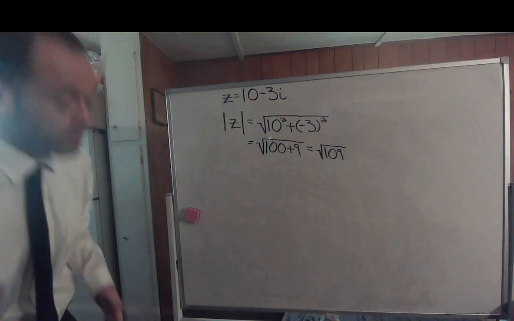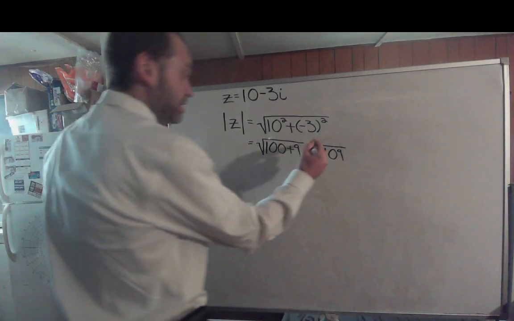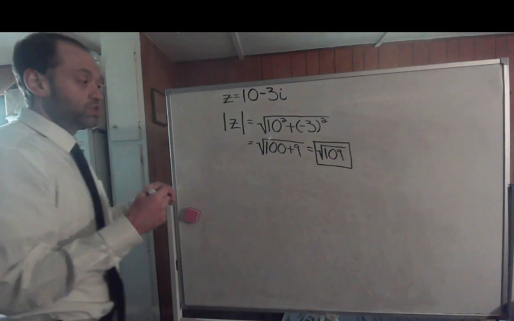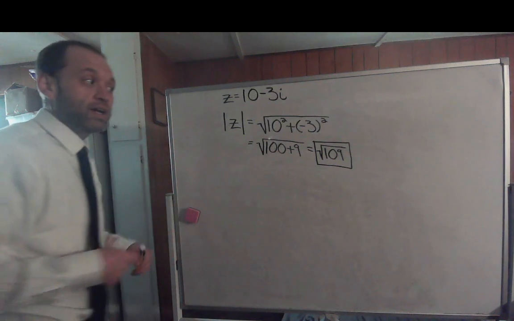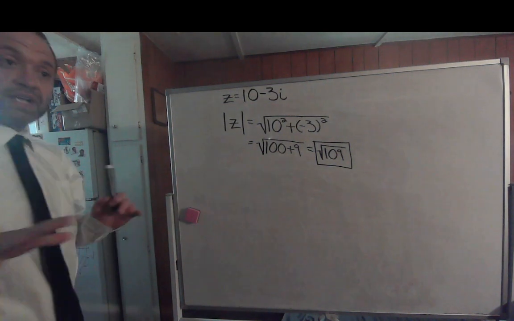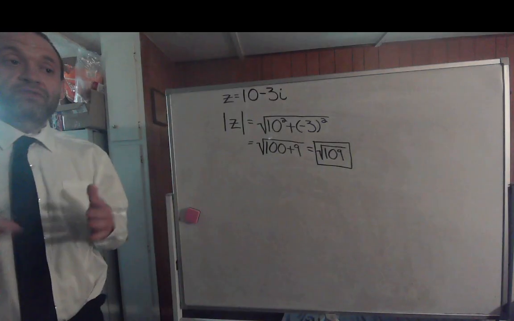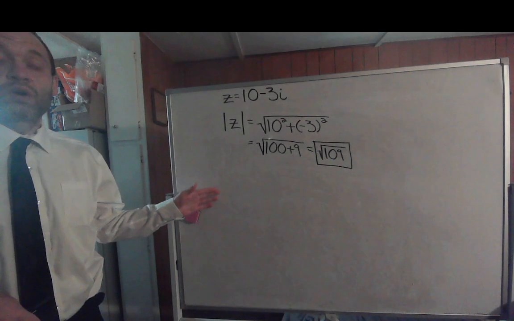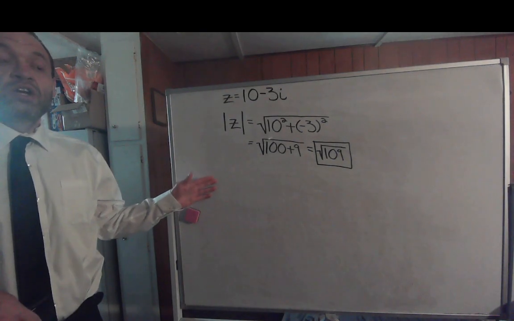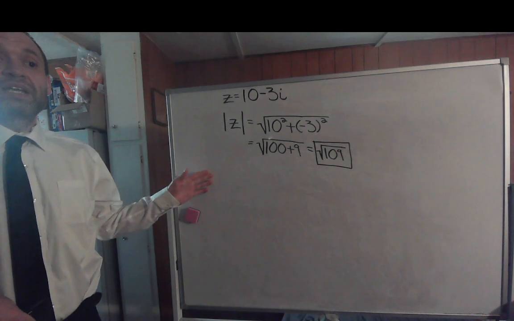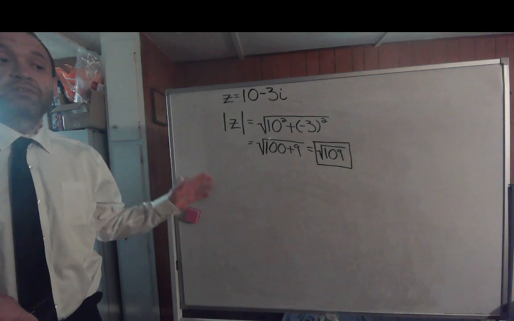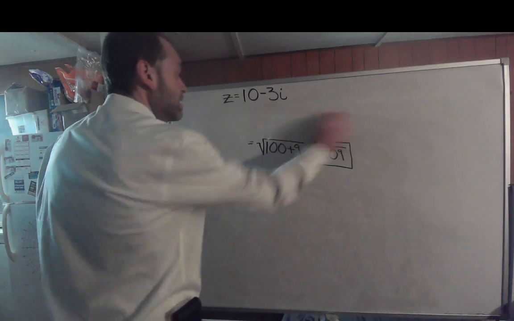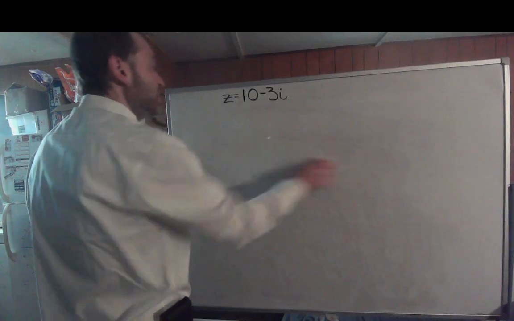Okay, so literally the absolute value of this complex number is going to be the square root of 109. Alright, so that's finding the absolute value of a complex number. Now this is going to tie into what we're about to do next, which is finding the trigonometric form of a complex number. So let's go ahead and discuss that.